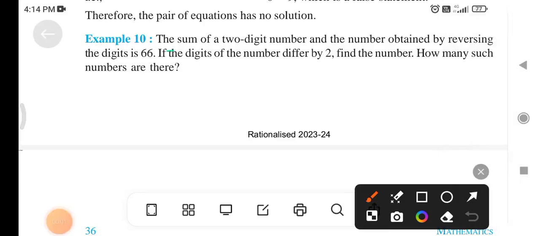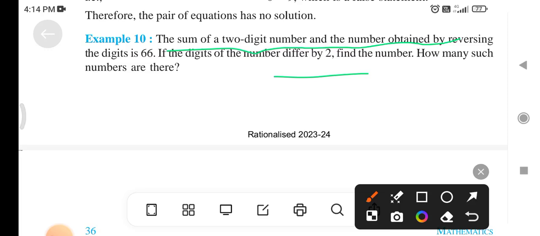The sum of a two-digit number and the number obtained by reversing the number's digits is 66. If the digits of the number differ by 2, find the number. How many such numbers are there?